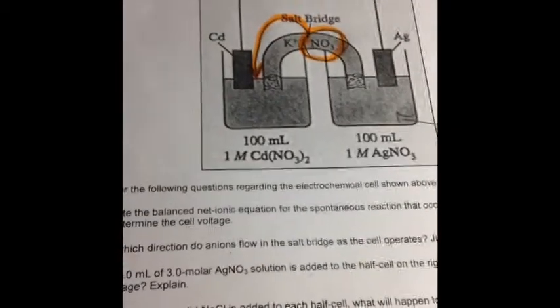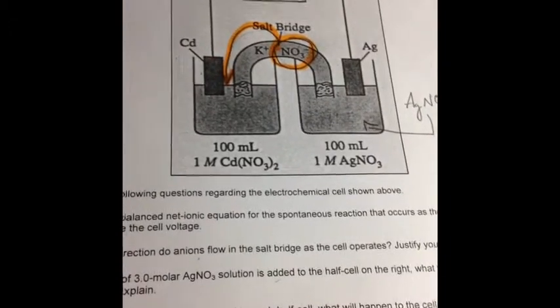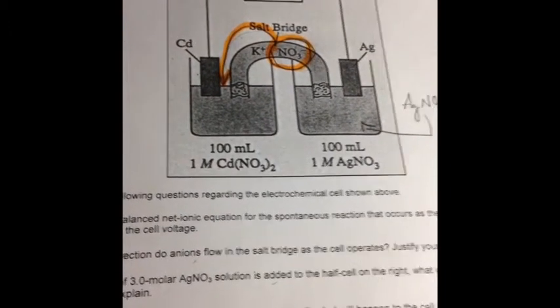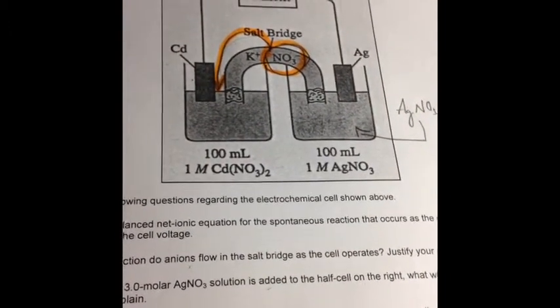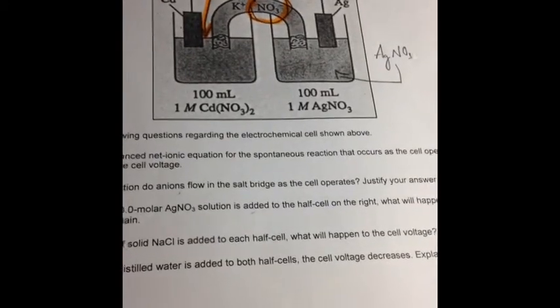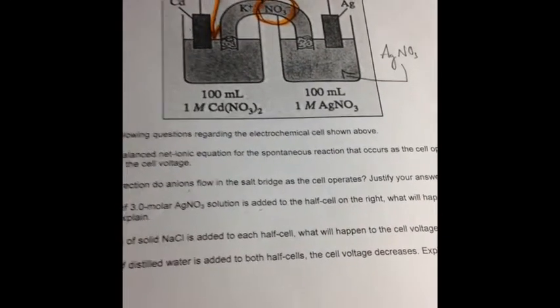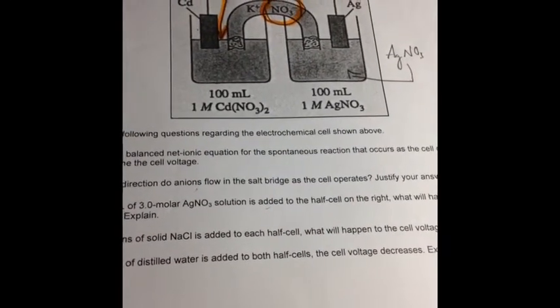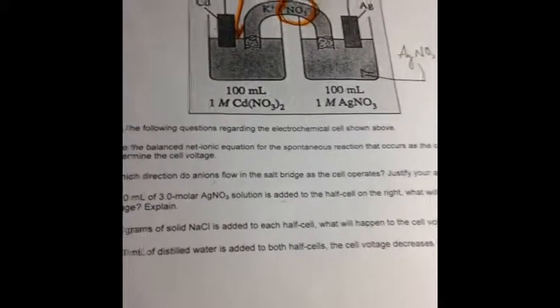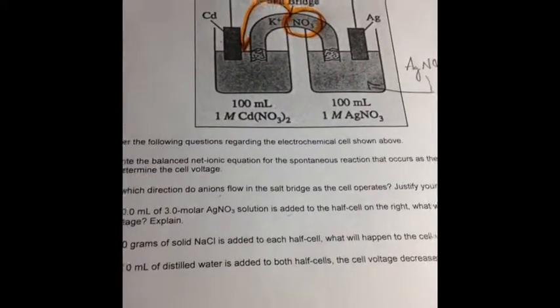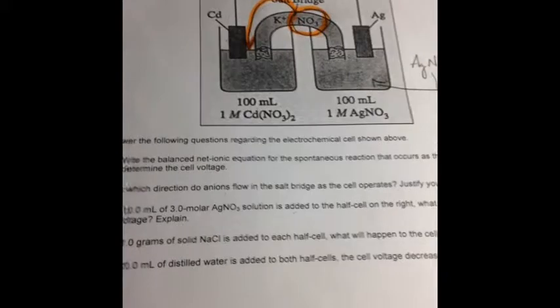In question E, we are asked if 20 milliliters of distilled water is added to both half cells, what happens to the cell voltage? The cell voltage decreases. Why? This uses the same theory as in questions C and D. It is because the concentration of Ag+ and Cd2+, the reactants, is lessened. Therefore, that makes the cell voltage decrease.